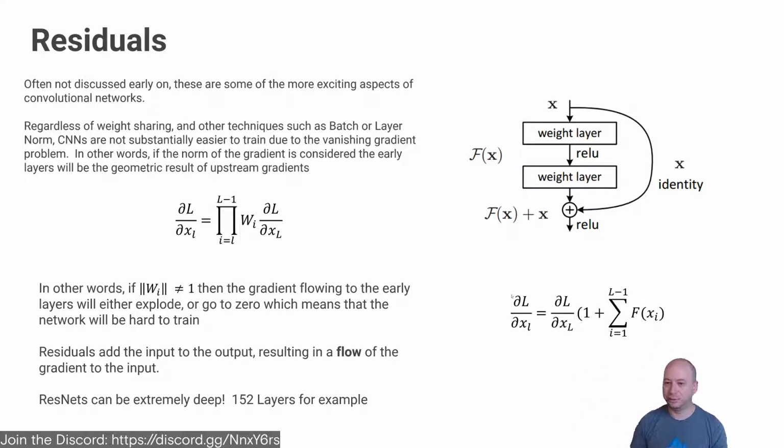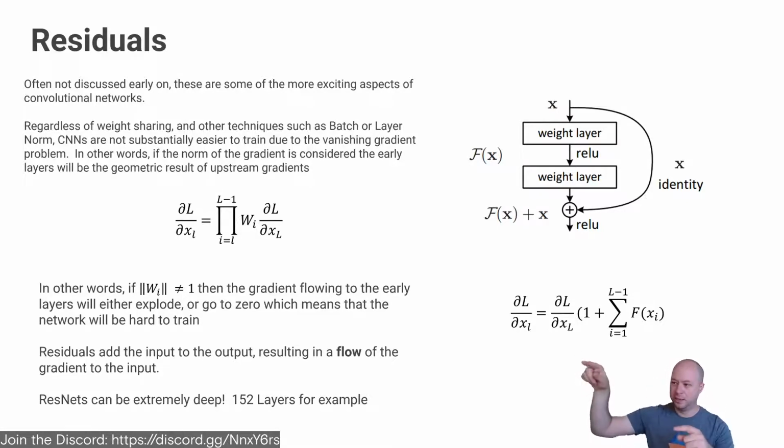And so the output, say these two layers result in a collective f of x, is now f of x plus x. And this is done incrementally for the entire network. What this does is it provides a direct flow for the gradient all the way back to any given layer.